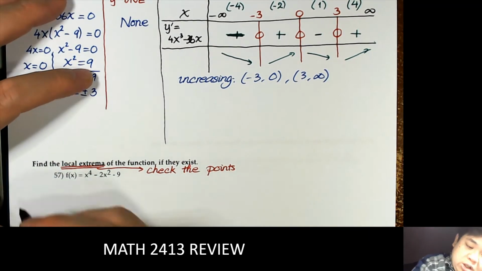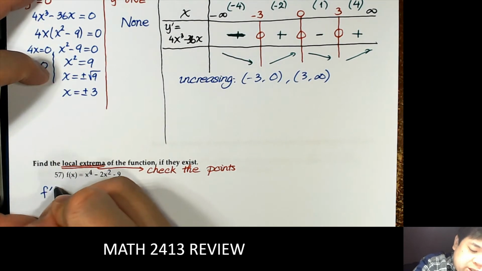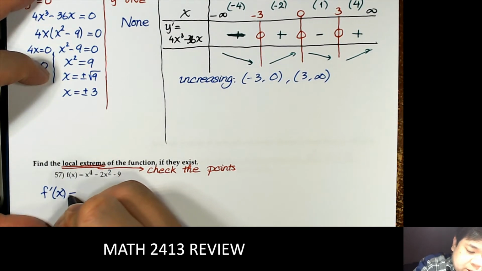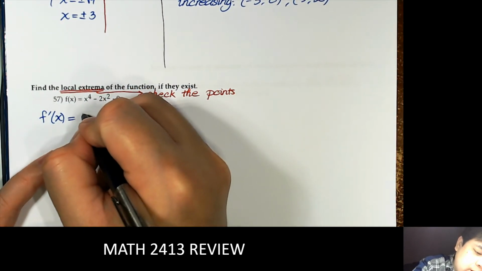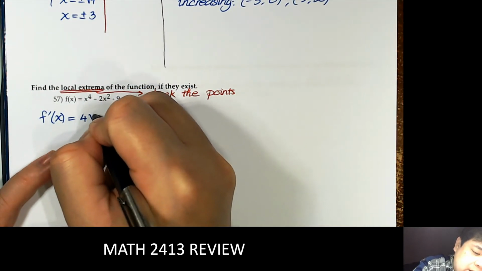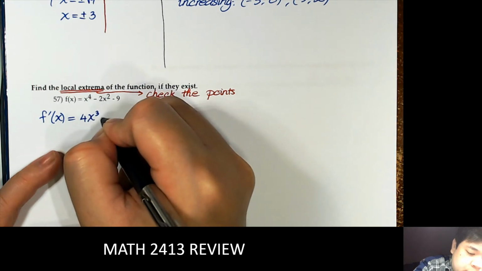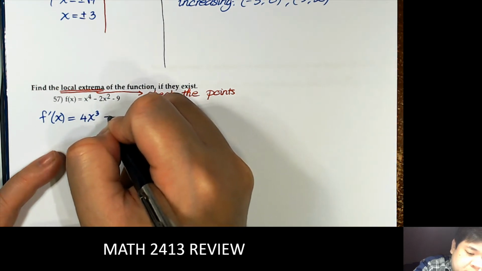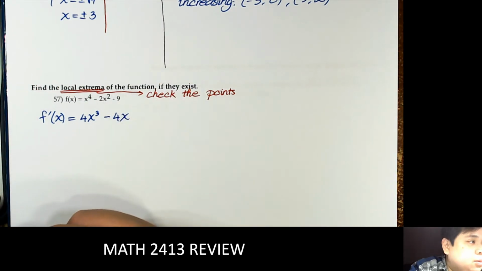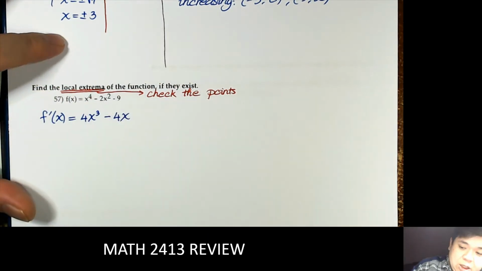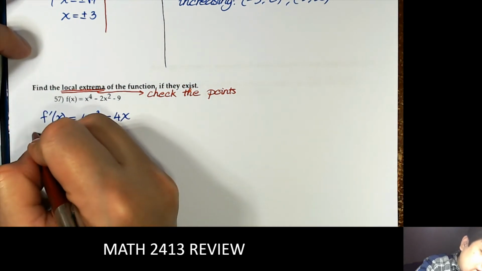Right, so we still do the same thing. Take the derivative. So we have 4x cubed minus 4x, and equal to 0 does not exist.